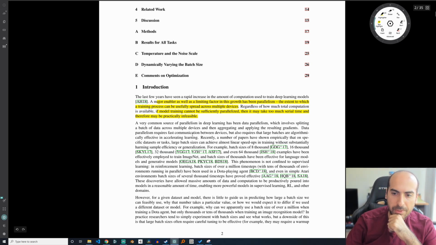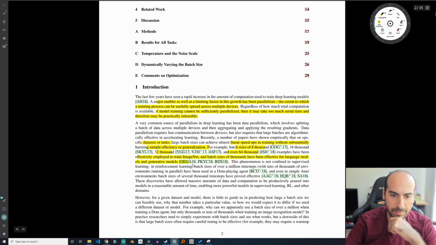So recently, a number of papers have shown empirically that on specific data sets or tasks, large batch sizes can achieve almost linear speedups in training without substantially harming sample efficiency or generalization. Oh wow, linear speedups. Batch size of 8,000, 16, 30. I had no idea batch sizes this big were being used actually.